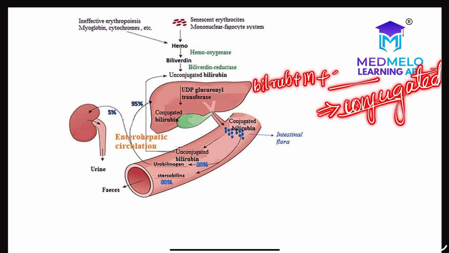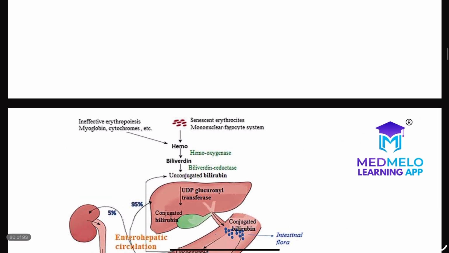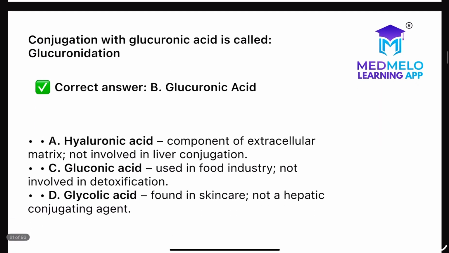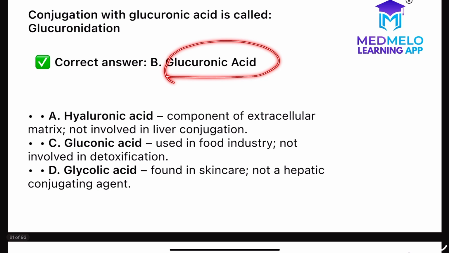Which is that substance added? It is glucuronic acid. Glucuronic acid is the substance added to the bilirubin, and it gets conjugated. So UDP glucuronosyltransferase is the enzyme mediating this process, and the molecule is glucuronic acid. The conjugation with glucuronic acid is called glucuronidation. So the answer is glucuronic acid.